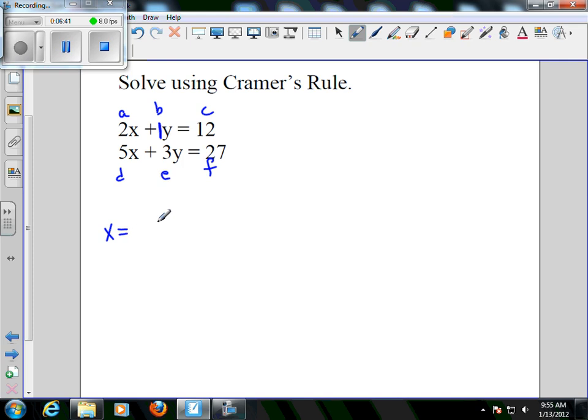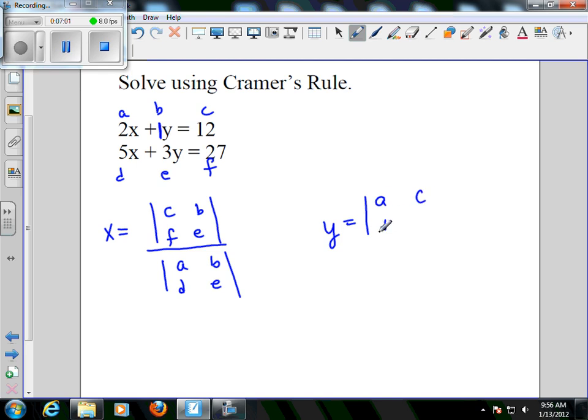Our formula: x is equal to the determinant of C, B, F, E over the determinant of A, B, D, E. y is equal to the determinant of A, C, D, F over the determinant of A, B, D, E. The denominator is the same.